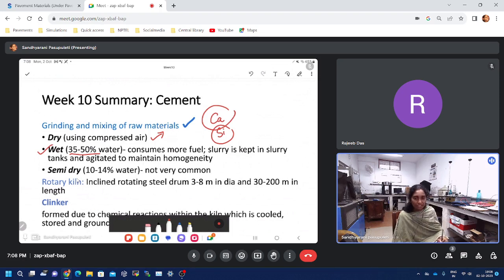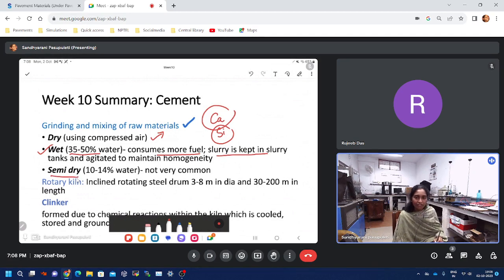So whenever I add some water, what happens? It will provide some slurry kind of material. So we need to use extra fuel to evaporate that slurry, and the outcome product that comes would be powdered. So it consumes some amount of fuel. This slurry is what we will take into the tanks and mix for better homogeneity.